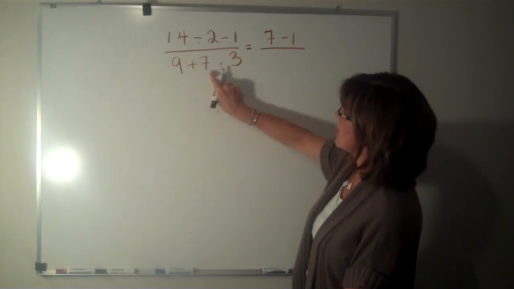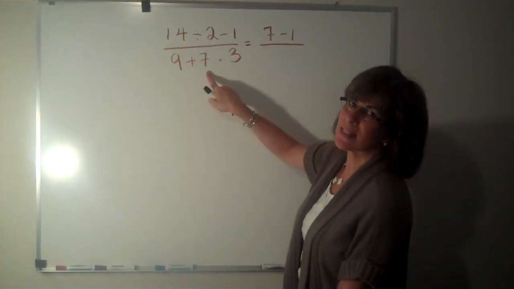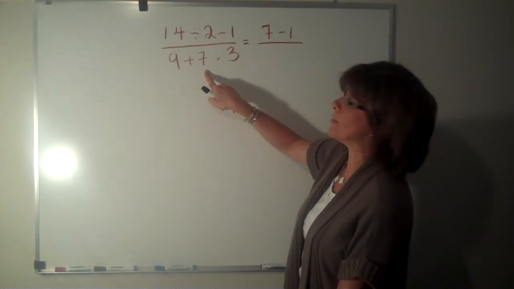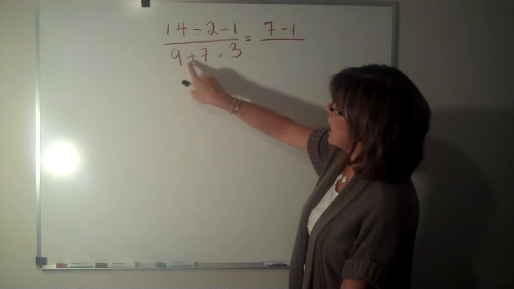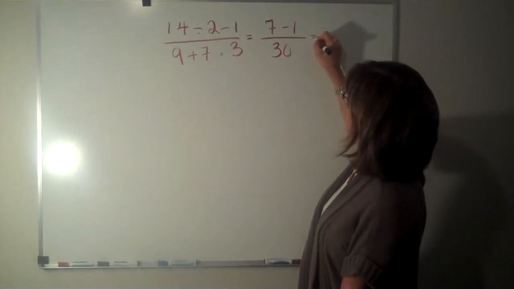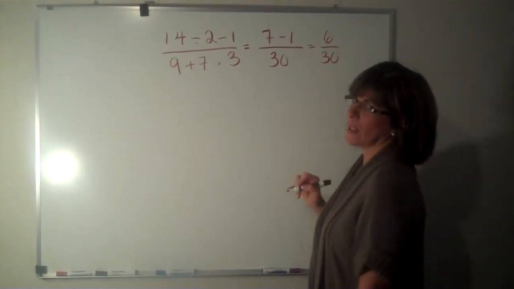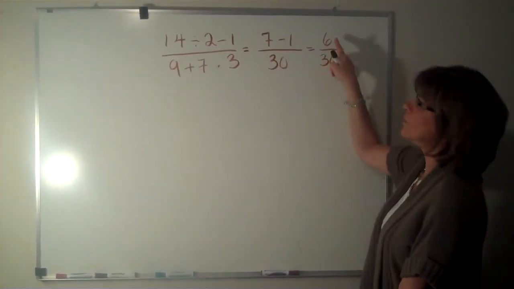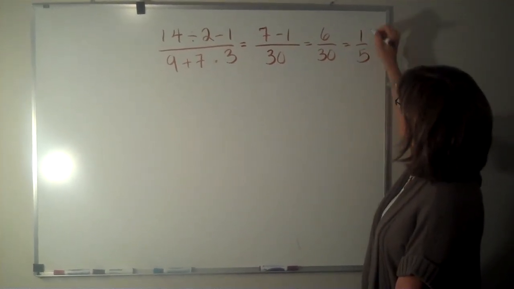9 plus 7 times 3. Common mistake is to do 9 plus 7, but you're not going to be that kid that makes that mistake, because you're going to remember multiplication comes first. 9 plus 21 is 30. So you have 6 on the top and 30 on the bottom. Be careful, this does not equal 5. This equals 1/5.